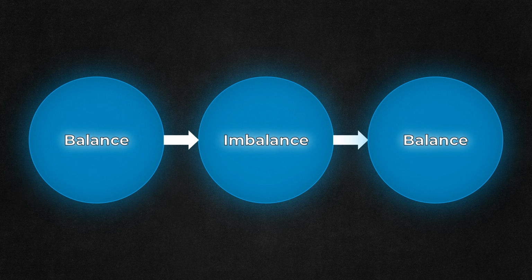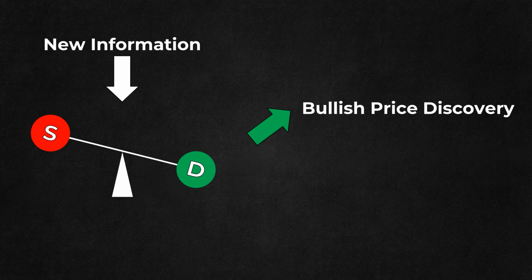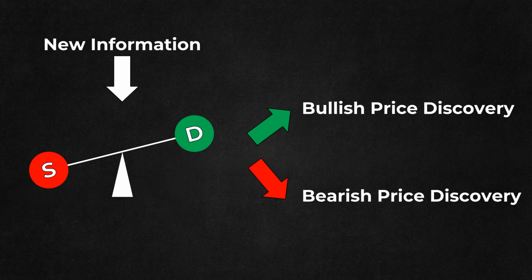Markets move from balance into imbalance and from imbalance back into balance. This process is essentially a price discovery mechanism. The market is always seeking equilibrium, but because new information constantly changes the perception of buyers and sellers, equilibrium is never fully reached. What shifts the balance between supply and demand is the arrival of new information, which alters participants' perception of value relative to price. For example, if new information increases demand, price will enter bullish price discovery. If new information increases supply, price will enter bearish price discovery.